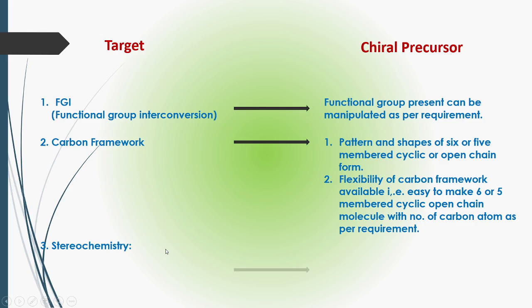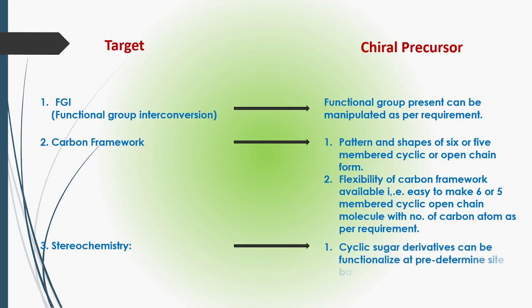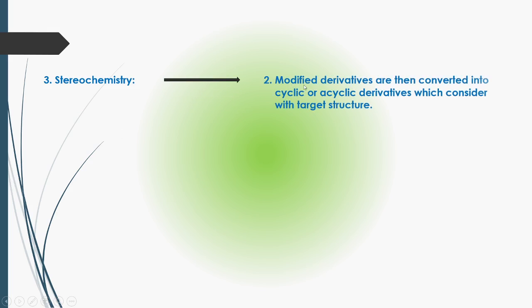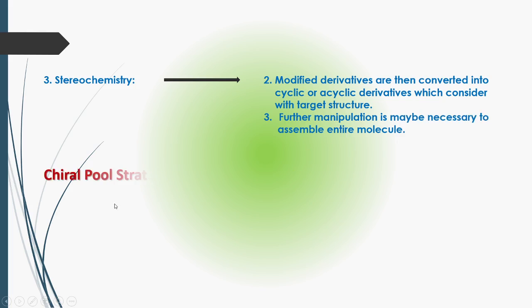Then the next thing is stereochemistry. So the cyclic sugar derivative can be functionalized at a predetermined site based on the consideration of steric control, stereo, and stereoelectronic control. The second thing in stereochemistry is that the modified derivatives are then converted into cyclic or acyclic derivatives which are consistent with the target structure. Further manipulation may be necessary to assemble the entire molecule.